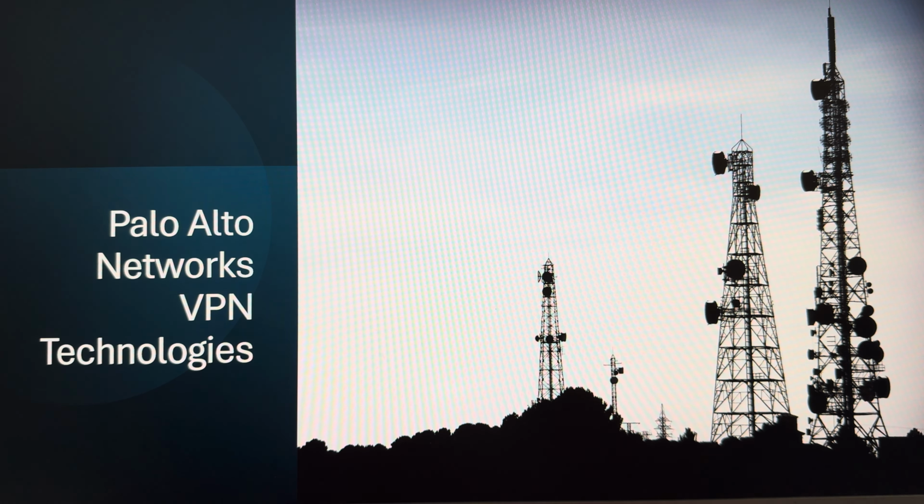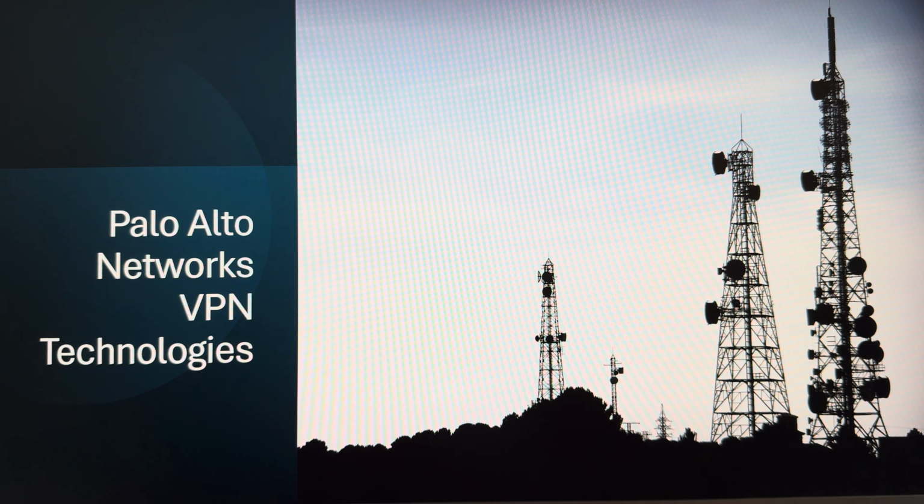IPsec VPN, site-to-site VPN, basic concepts. IPsec VPN creates a secure tunnel between two networks over the internet, used for branch to headquarters connectivity, data center to cloud, B2B connections, back-to-back connections. It operates at layer 3, the network layer.